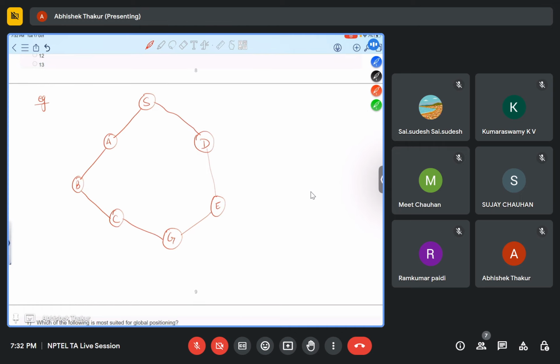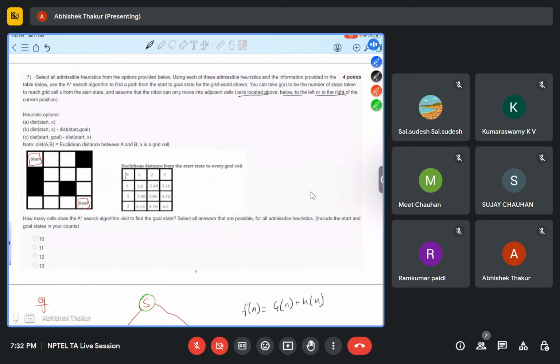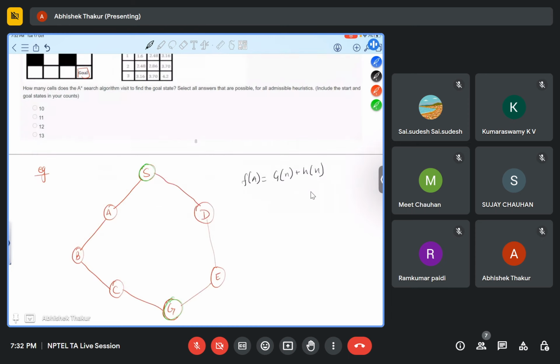And start is this and goal is this. So we have to start from the starting position and reach the goal position. And we all know that the cost incurred is g(n) plus h(n). So h(n) is the heuristic cost and g(n) is the number of steps, the cost of reaching the grid from the starting grid.